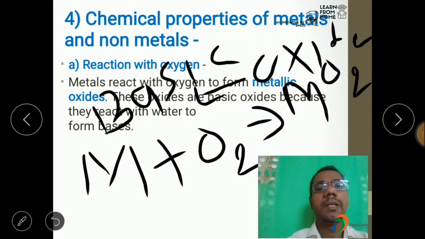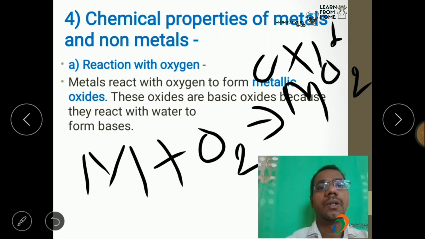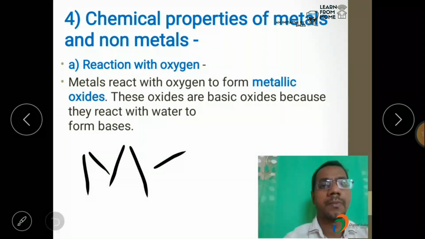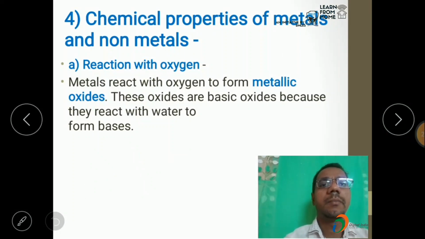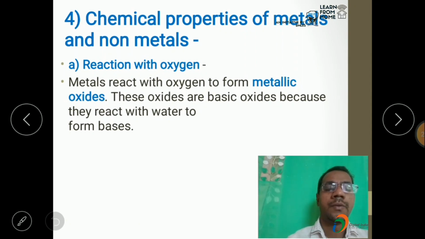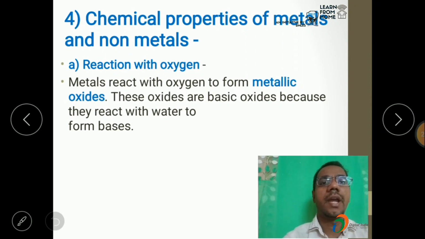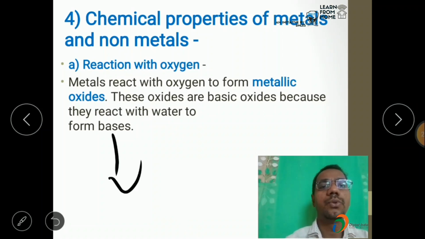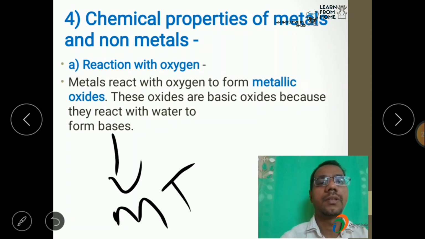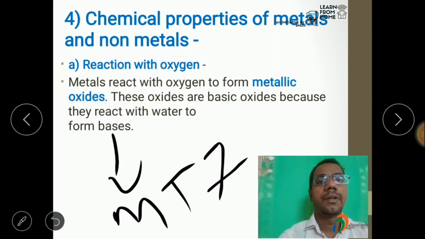What is meant by basic? I will explain what is meant by basic. When metals combine with oxygen, this is called a metallic oxide. And this metallic oxide reacts with water to form a base. What is meant by the base? A base is nothing but a substance whose pH is more than 7. Whose pH is more than 7, then we can say that the compounds are bases.